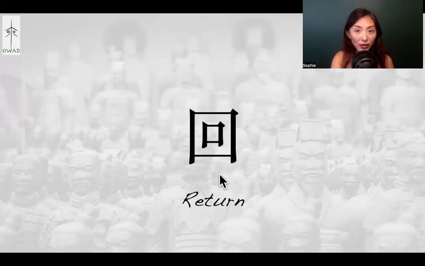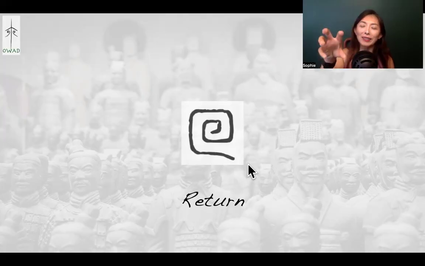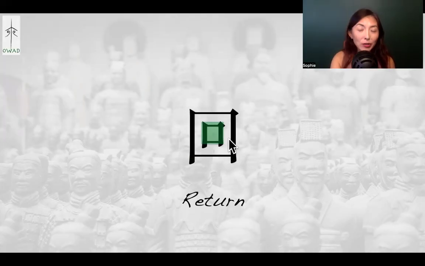We have return, 回, that really came from the spiraling and eventually the box-in-box nested image. And we know the middle box, and even the outside box, are simplifications of the spiral, which is hard to draw.